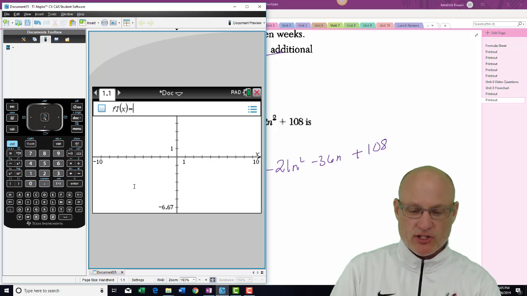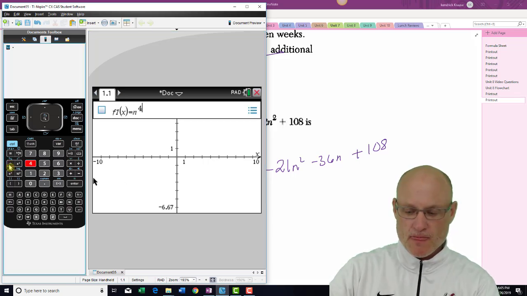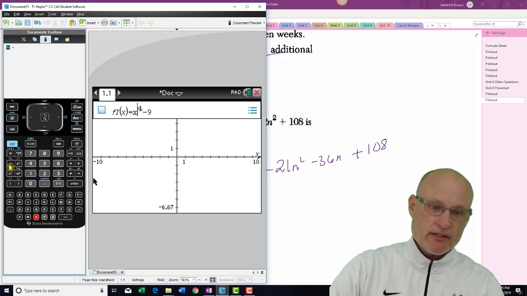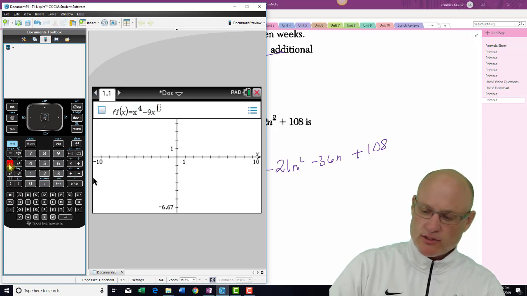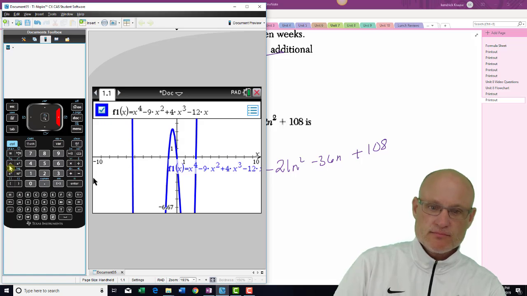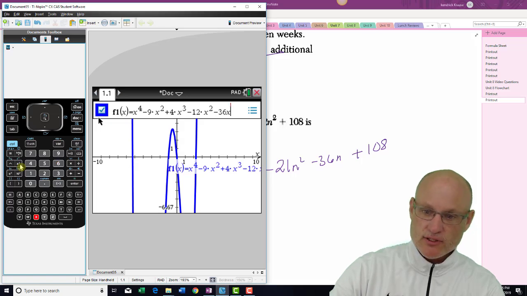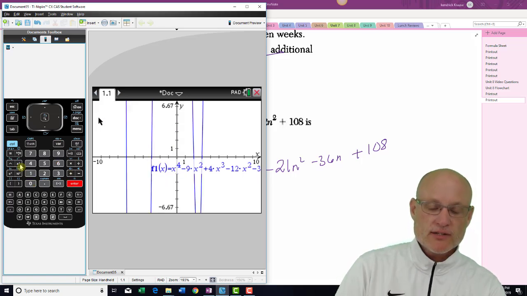I'm just going to graph the original for now. I'll tell you why I did the other stuff in a second. N to the fourth. I'm going to show you a cool trick on this calculator. Minus 9. Oh, you can't use N. Dadgummit. Got to use X. X cubed, squared, plus 4x cubed minus 12x squared. My goodness, I'm missing stuff all over the place. Minus 36x plus 108. All right, so that's what that looks like.